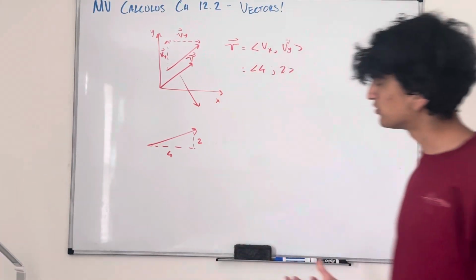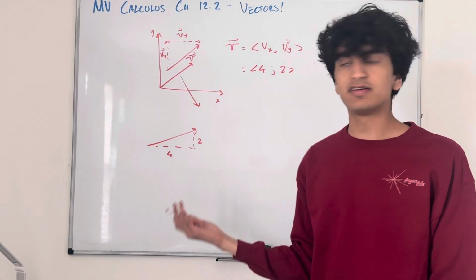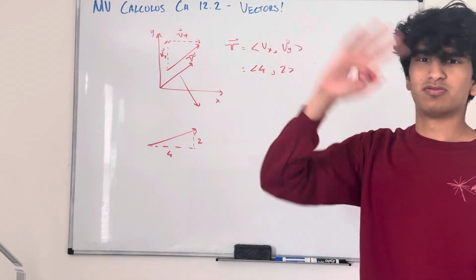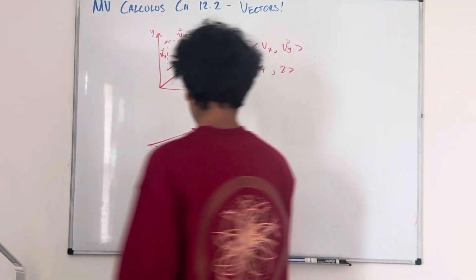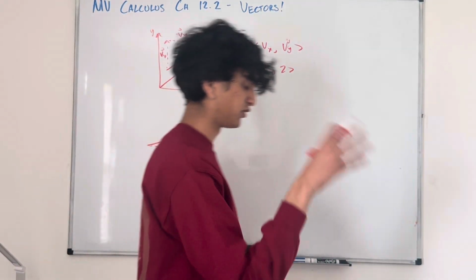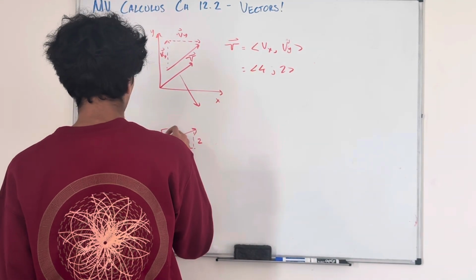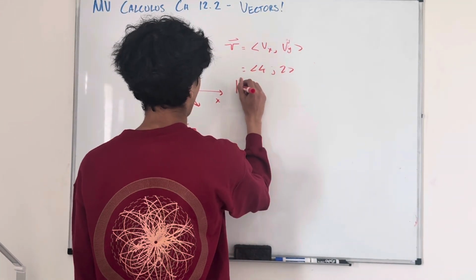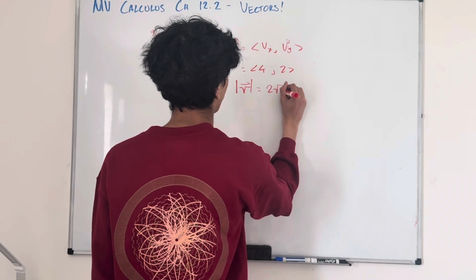How do I find the magnitude? That's as simple as the Pythagorean theorem. 4 squared plus 2 squared is 16 plus 4, which is 20. So the magnitude would be root 20, which is also equal to 2 root 5. So the magnitude of v, written with absolute value bars, is going to equal 2 root 5.